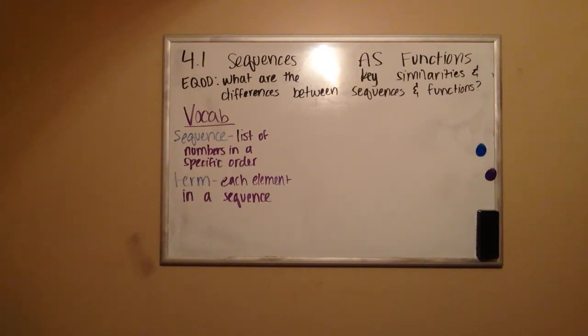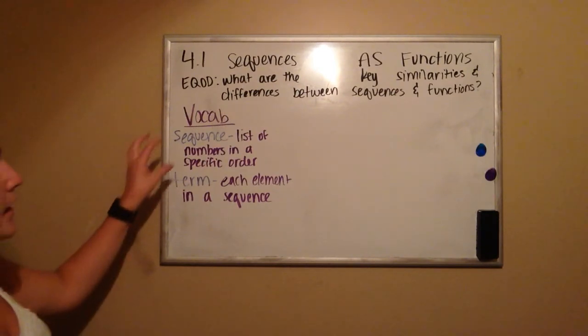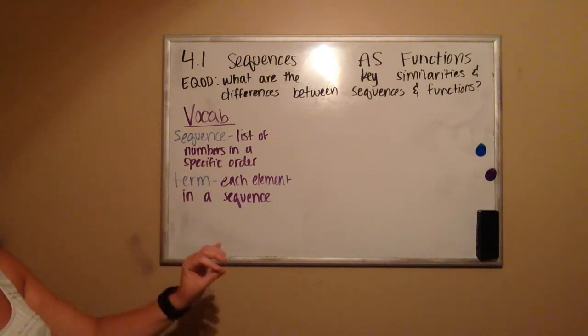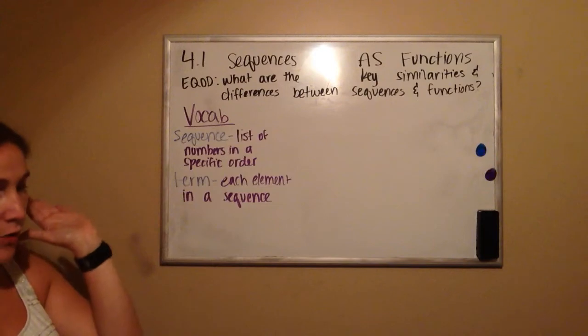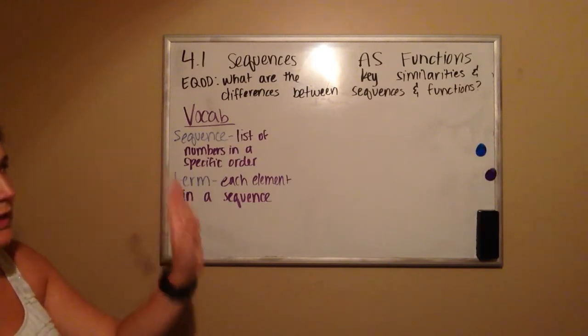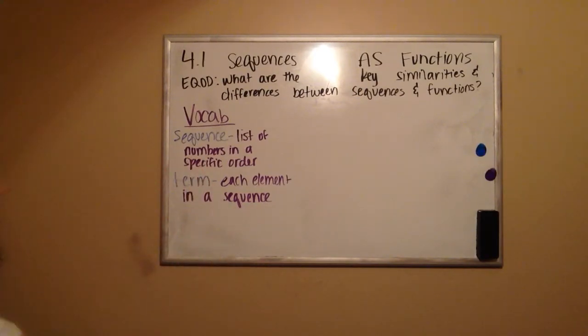So our essential question is, what are the key similarities and differences between sequences and functions? And just to vocab here, a sequence is a list of numbers in a specific order. So that's very, very important to understand, that they have an order to them. They have a specific order that they go in. There's something that's happening directly to each individual item in the sequence. So a term is each element in a sequence, and we'll see exactly what that means.